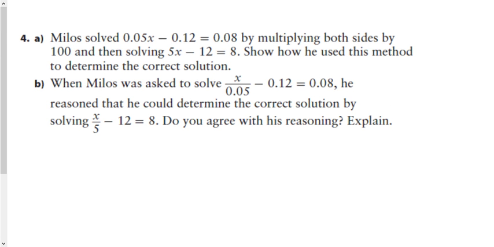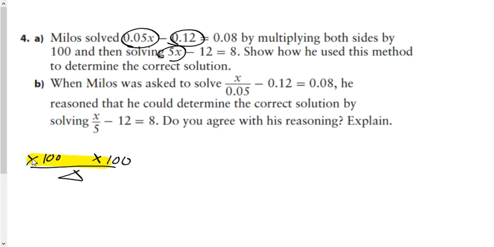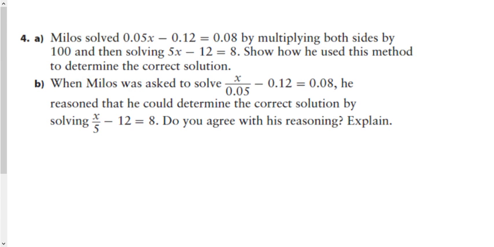In question 4, it says Milo solved the equation 0.05x minus 0.12 equals 0.08 by multiplying both sides by 100, then solving that equation. Show how he used this method to determine the correct solution. Well, the same idea that I talked about in question 3 is that if you multiply both sides by any number, including this one, 100, the idea of multiplying all of the terms on both sides by 100 will still maintain equality. And here, when you multiply this term by 100, you get 5x. When you multiply this term by 100, you get 12. And when you multiply this by 100, you get this. So it does work. But with decimals, you don't really need to keep it simpler because I think when you use decimals, it's much easier, because adding and subtracting decimals, you can use calculators as opposed to adding and subtracting fractions, which require a little bit more understanding of the numbers.